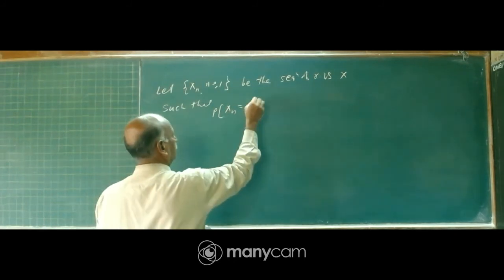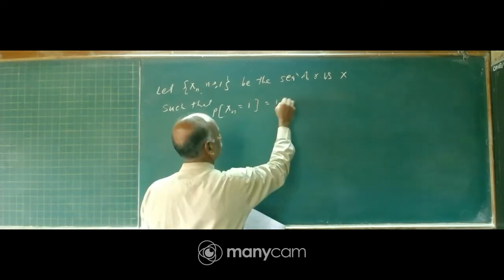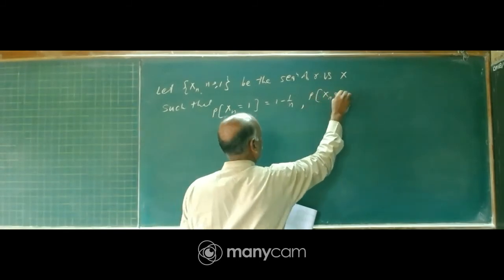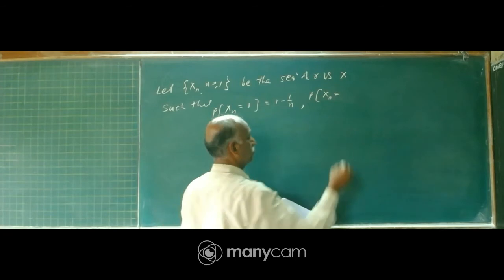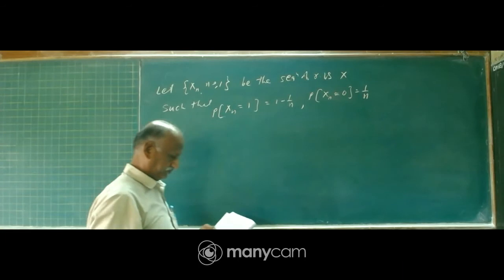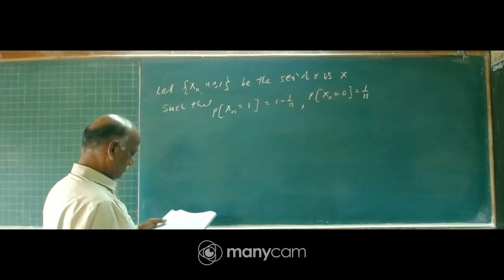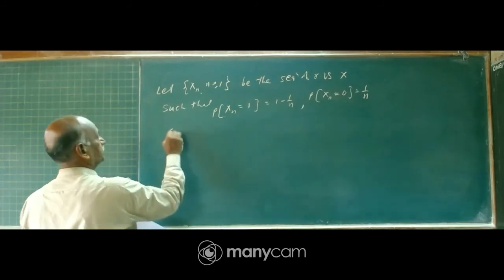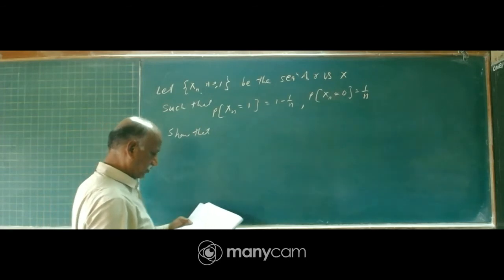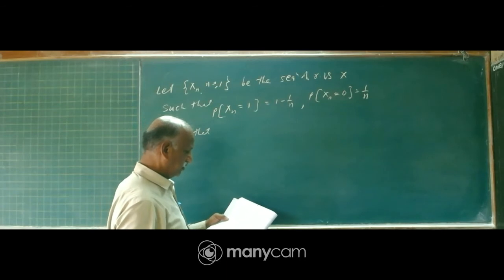P(Xn = 1) = 1 minus 1 by n, and P(Xn = 0) = 1 by n. Then show that the sequence Xn does not converge in quadratic mean to 0.